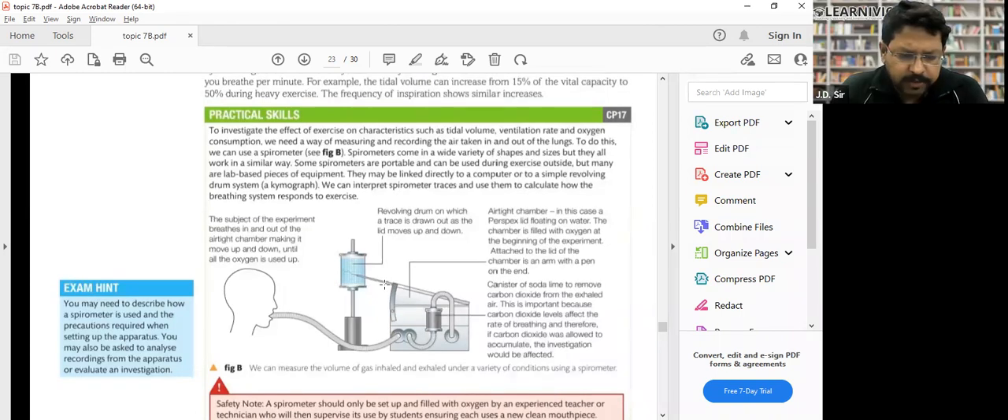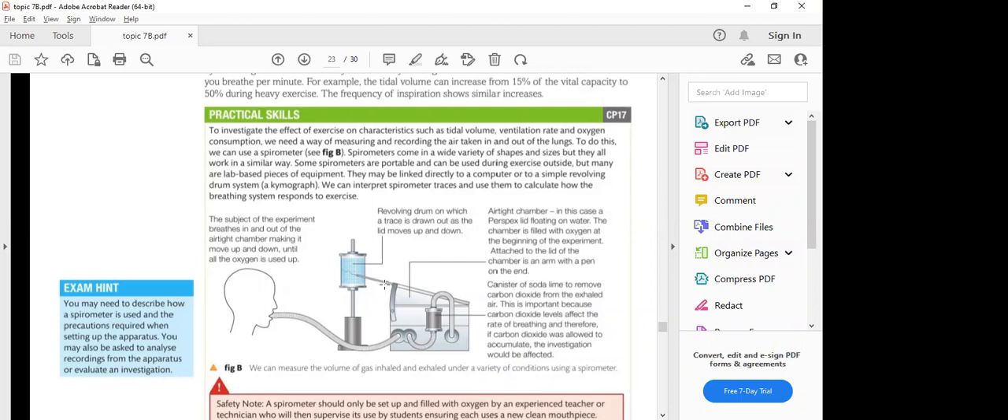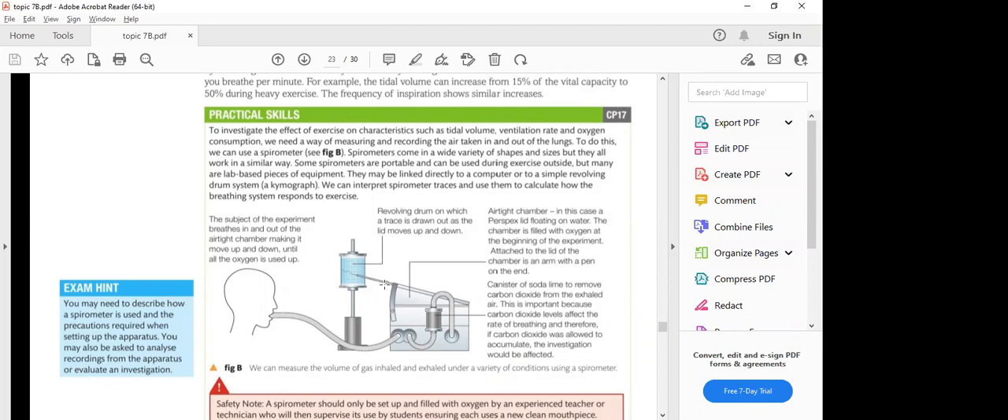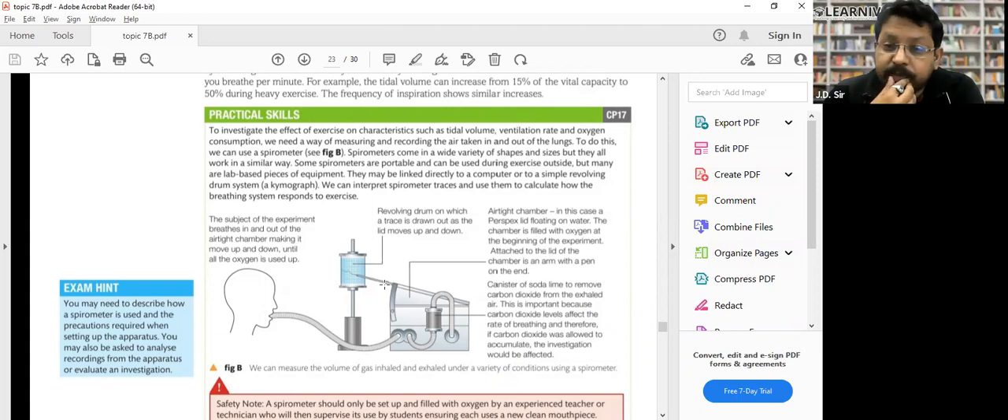I told you there are 3 exams, and the last one is about everything practical. So you will have to write about this. You have to go through it. In case you are unable to understand, let me know. I'll explain those practical skills again.